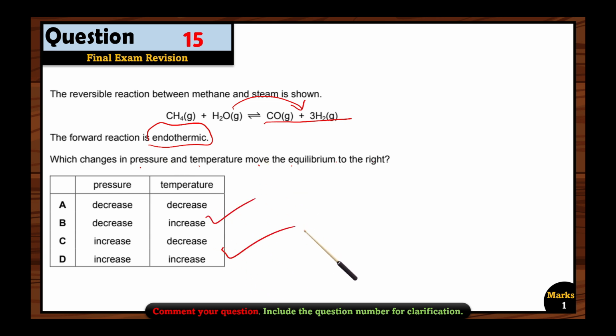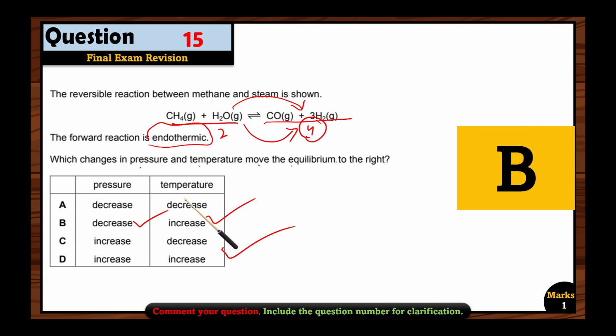And the second thing is about the pressure. So for pressure, we have to count the number of moles. We have 4 here and here we have 2. So if we want to favor this side, the forward side or the right side, then we should decrease the pressure, because decreasing the pressure will help the one that is more in number of moles, right? The gases which are more in number of moles will be helped by the decrease in the pressure. So decreasing the pressure is the right option. So this option is the right option, that is option B.